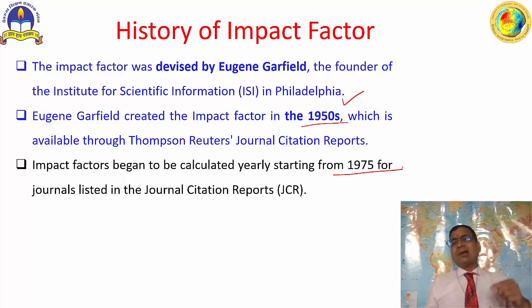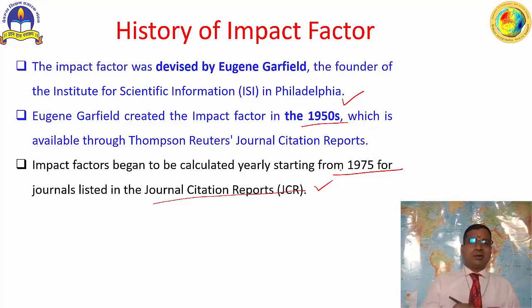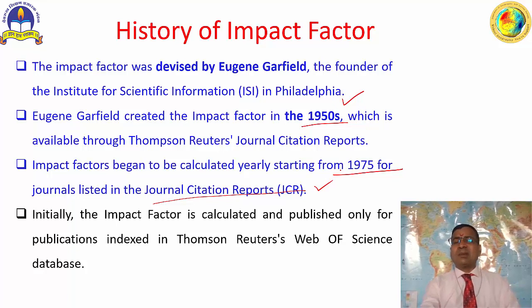If the journal is indexed in JCR, that is Journal Citation Reports, at that time impact factor will be calculated according to Thomson Reuters. Initially the impact factor was calculated only for publications indexed in the Thomson Reuters Web of Science database. But nowadays, you can Google it, there are various indexing agencies, and those indexing agencies are providing impact factor to various journals.